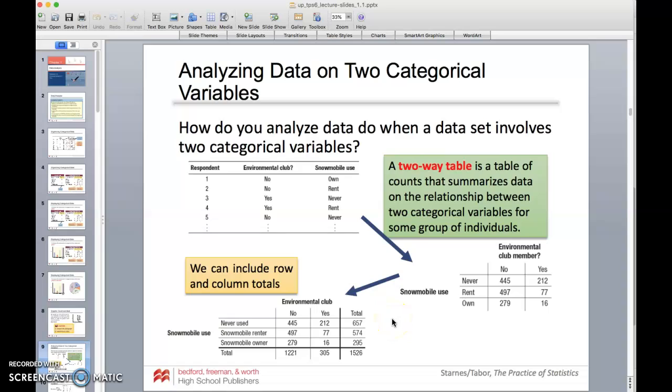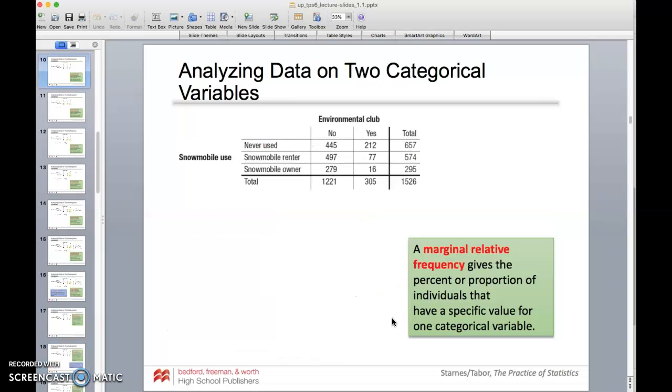So again, a two-way table is going to summarize data on the relationship between 2 variables, and we're going to be able to use that as we look at some things. So a marginal relative frequency gives the percent or proportion of individuals that has a specific value for one categorical variable. So here's an example.